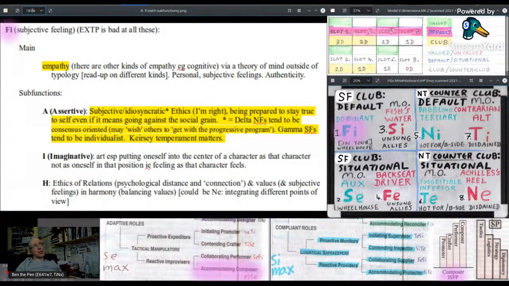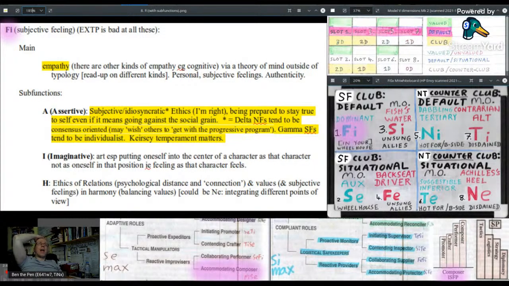We've got that first slot: it's a valued function, and it's a default function, meaning it's an introverting function within an introverting type. And it's a club function, meaning it's one of the SF functions. So I'll talk about that at the moment. I can talk about the roles and that lot, because you get that with FI and SE.